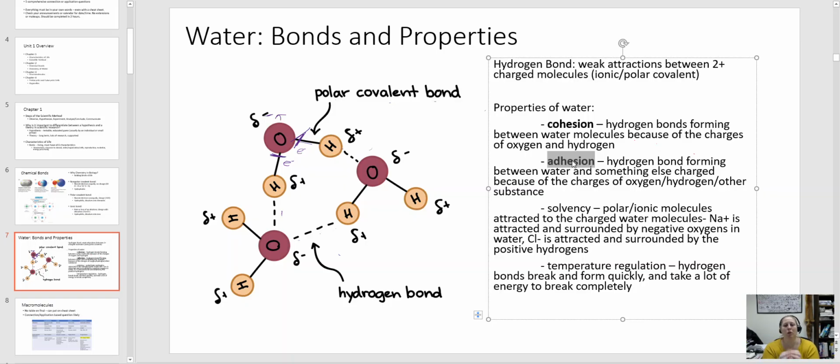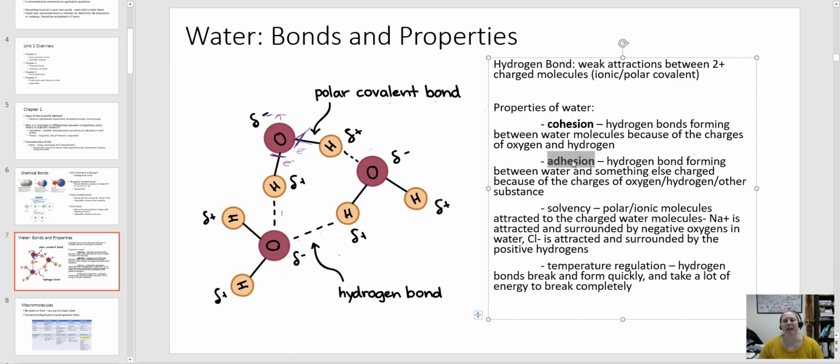So a water droplet is demonstrating cohesion because those water molecules are sticking together into a water droplet, and the water droplet sticking to your skin is an example of adhesion because that hydrogen bond is going to be attracted to your skin, which is going to have a slight charge.